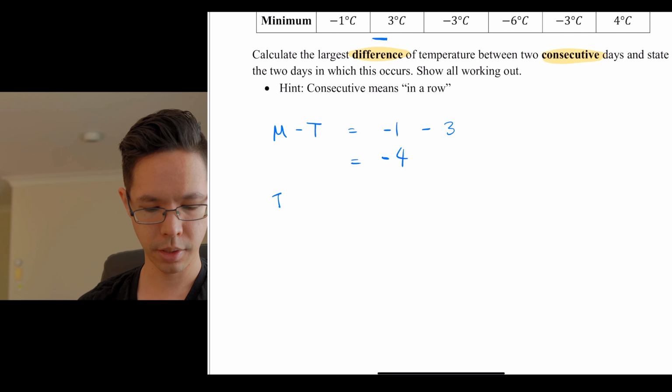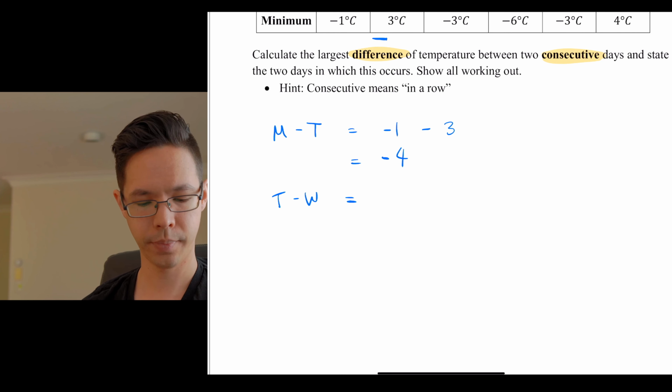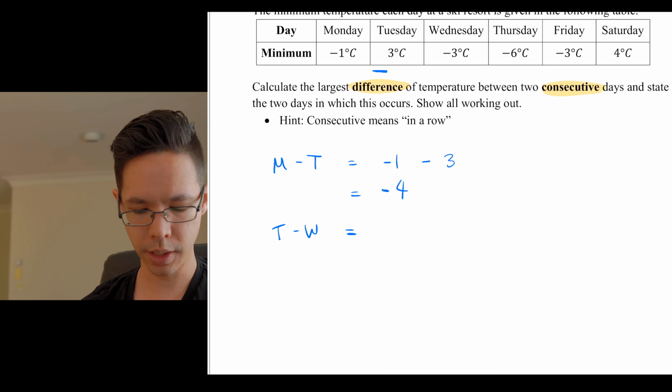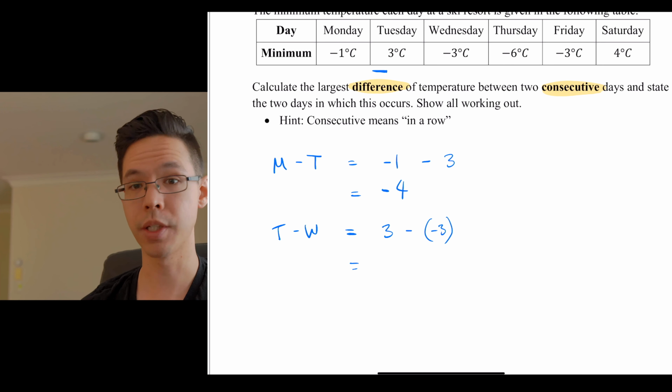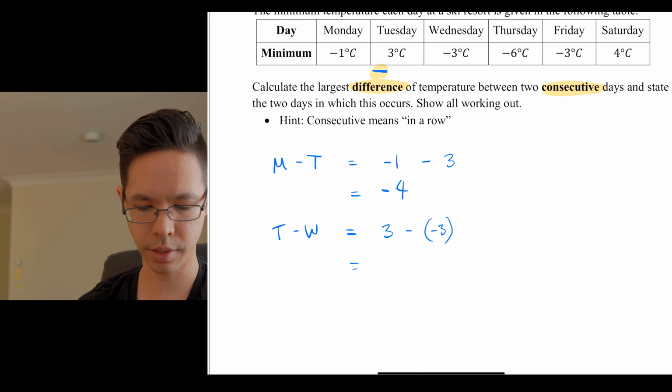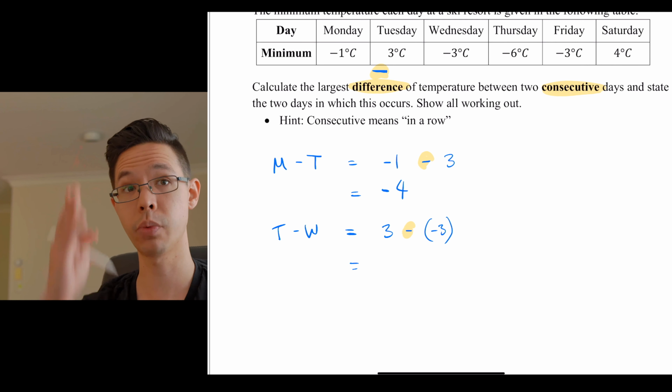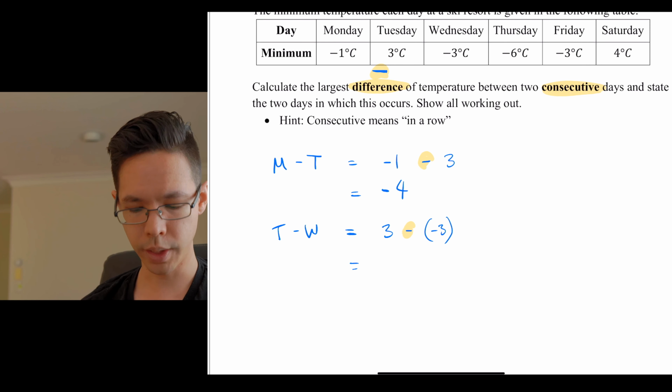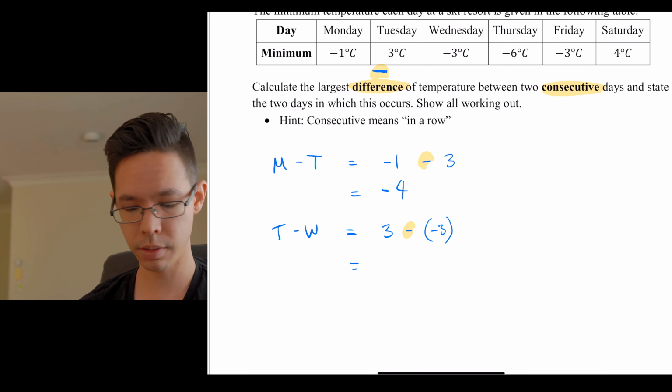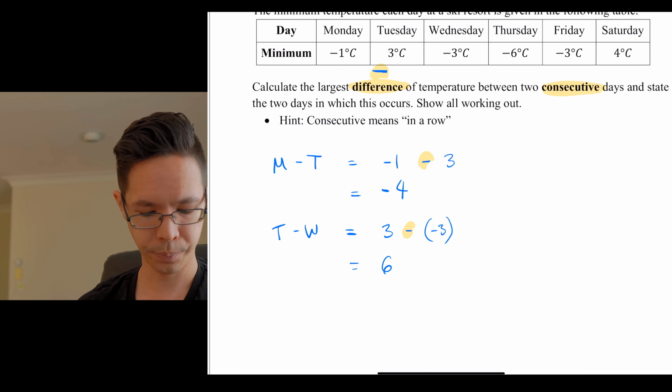Let's do Tuesday to Wednesday. So Tuesday was 3 degrees, and Wednesday was -3, so take away -3. Remember, it's a difference. So we got difference, that means subtract. That's what's happening here between all of them. That's the common thing here. 3 take away negative 3 is going to be 3 plus 3, so that's going to be 6.